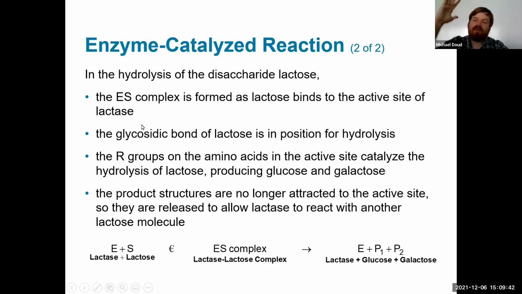The way that lactose fits into the active site is such that the glycosidic bond of lactose is in a perfect position for a hydrolysis reaction to occur. So R groups on all sides of that, both on the glucose and the galactose side, are going to be kind of like pulling them apart a little bit and then letting that hydrolysis actually occur. And these product structures are no longer perfect for the active site, and so they're released and another lactose comes in.